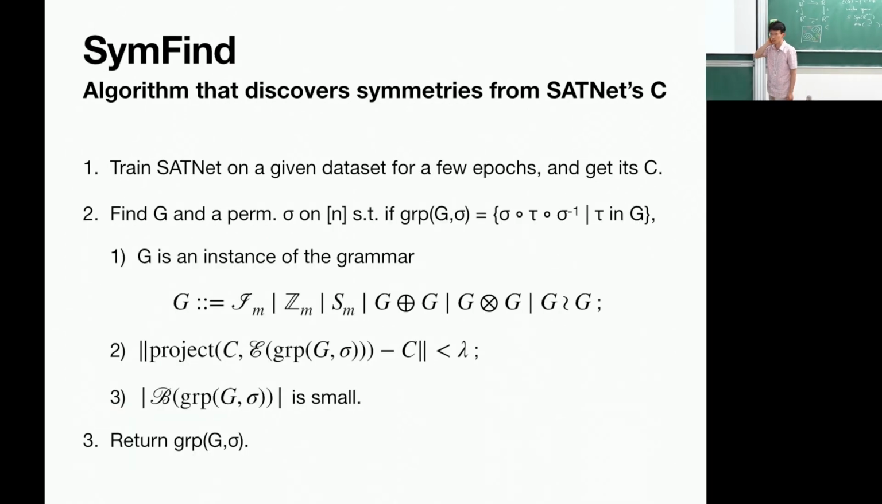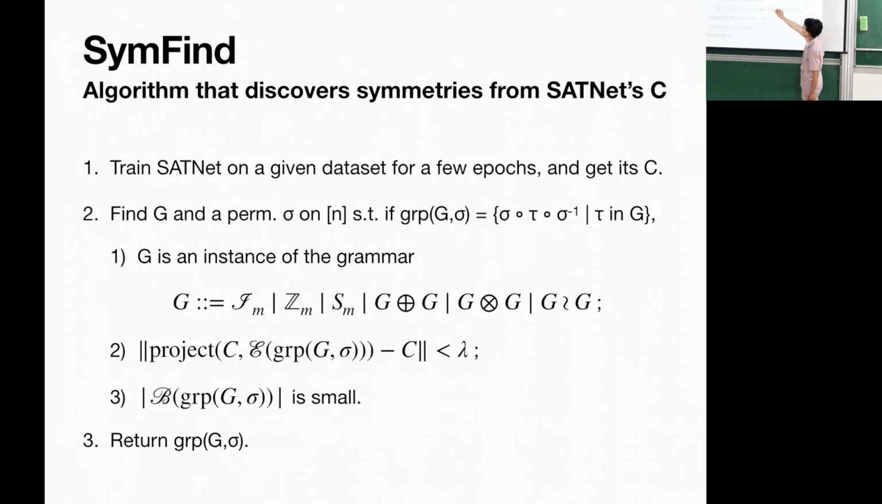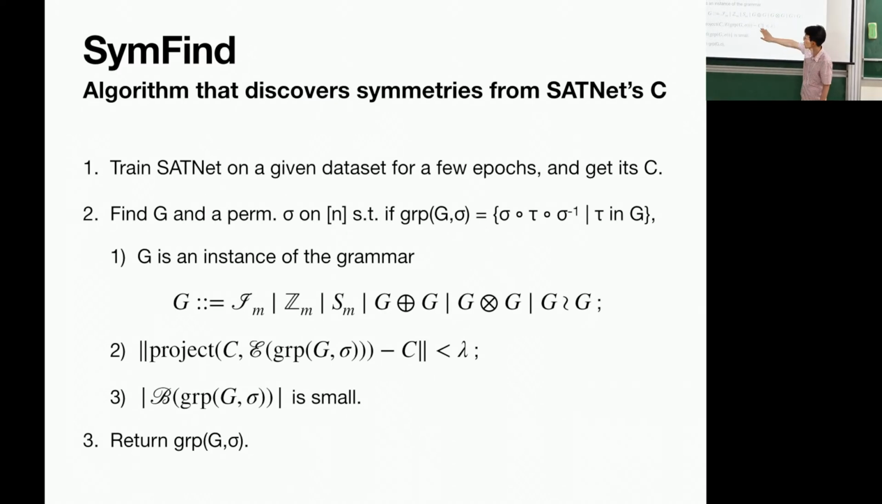So our algorithm works like this. Our algorithm or heuristic, whatever you call it, works as follows. Given a training data set from which we want to learn parameter C, we first run SATNet, which doesn't require specification of symmetries at all, a few times. Then we take a snapshot of C at some early phase of the training. Now we freeze it, and from this C, by looking at what I call clustering patterns, which values are similar, we try to find a group and a permutation such that the permutation group captures the symmetries inside this matrix C well.